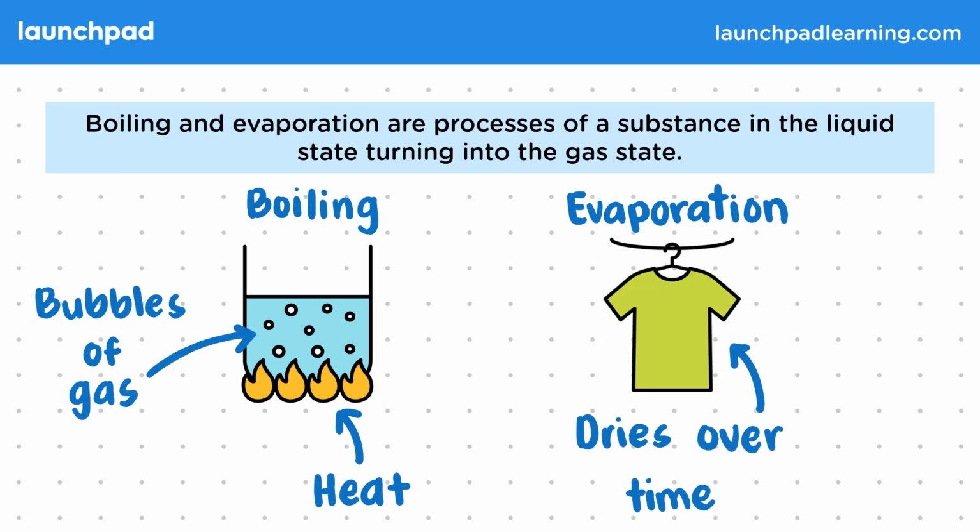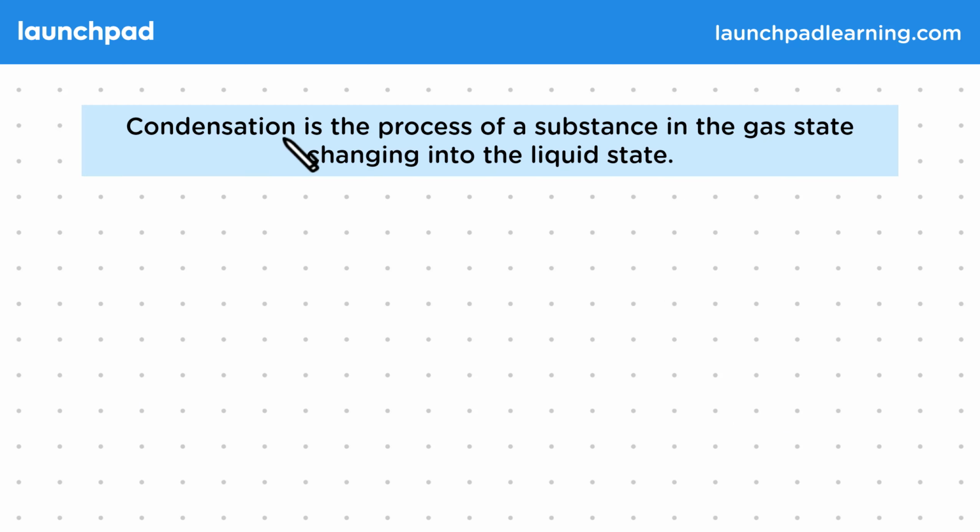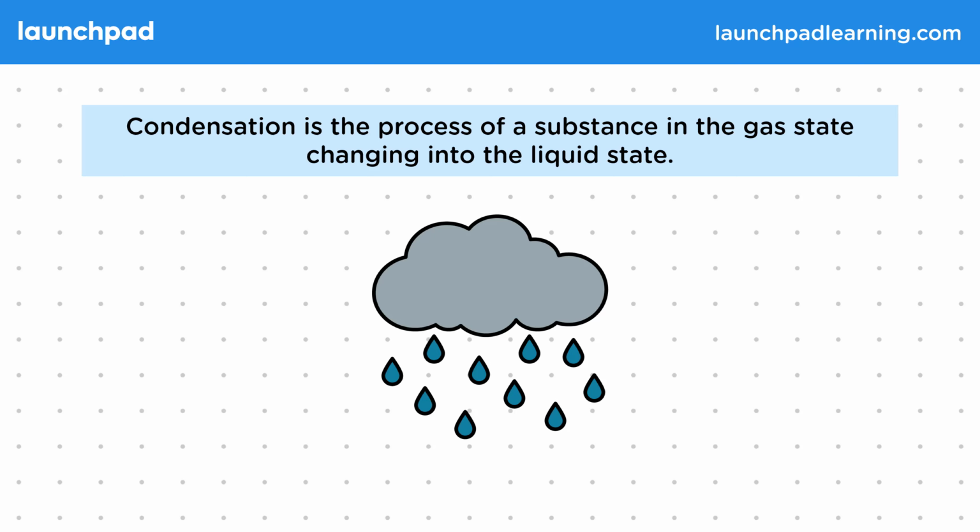So what's the opposite to these processes? Well, condensation is the process of a substance in the gas state changing into the liquid state. Rain is an example of condensation, where gaseous water in clouds turns to liquid and falls. Another good example is steam on a cold mirror or window, like you'd see when you have a shower.